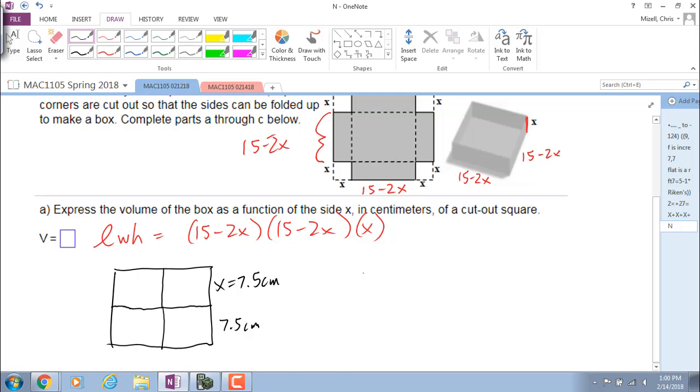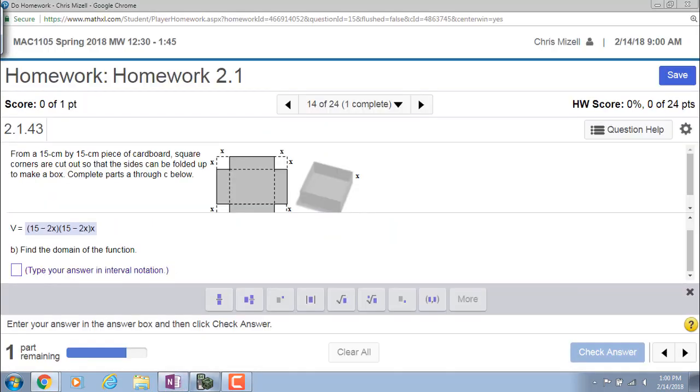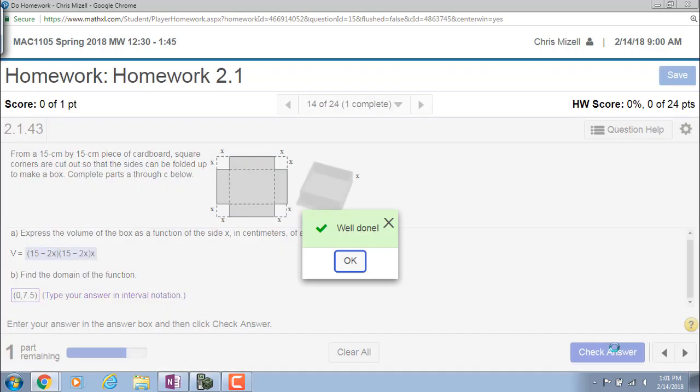So in between, I want to say the domain of the volume function is from 0 centimeters to 7.5 centimeters. Anything in between there, and we can make a box out of that. Let's see if it likes that. And if not, let's see what it does like. Does that make sense to me? Let's see. All right, it's good with that. 0 to 7.5.